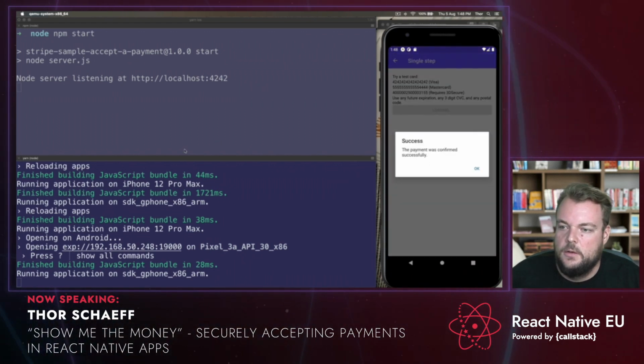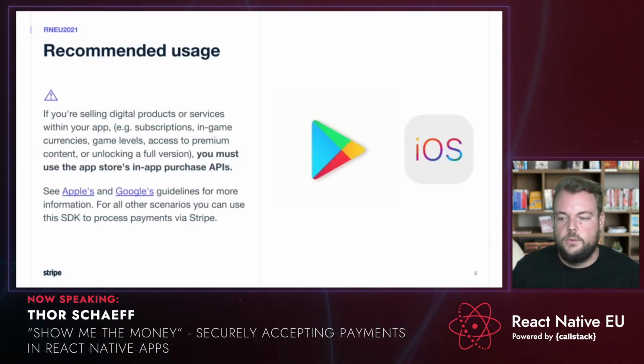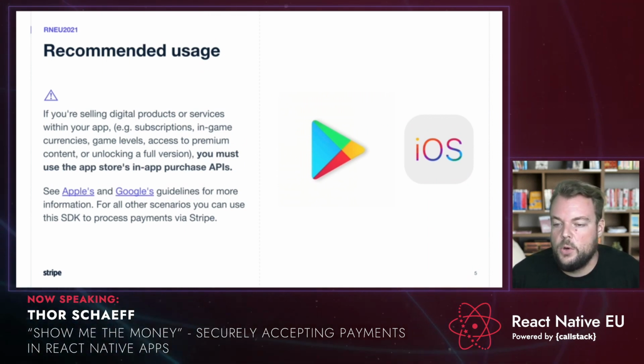Fabulous. So now that we know how to process payments in our apps with Stripe, let's understand when we can use Stripe. Because if you're selling digital products or services within your app, for example subscriptions or in-game currencies, game levels, access to premium content, or unlocking a full version of the app, then you must use the App Store's in-app purchase APIs. Please make sure that you understand this for your use case. So do check out, I've linked the Apple and Google guidelines for you with more information.